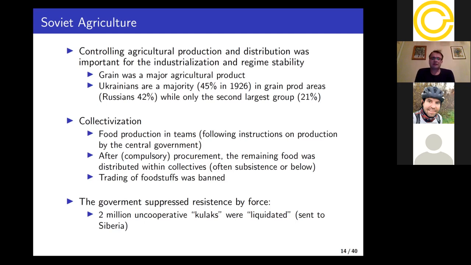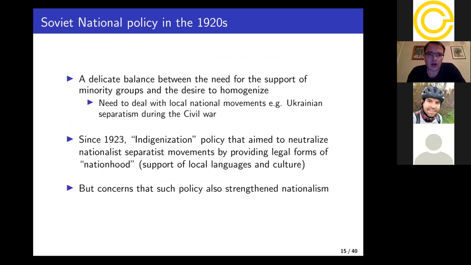If peasants resisted such policy, it was suppressed. The largest suppression policy was de-kulakization. Kulaks means rich peasants, and they were supposed to be liquidated. That meant in that context to be sent to Siberia for permanent settlement. So these are stylized facts about Soviet agriculture. What else we need for this paper is stylized facts about Soviet national policy.